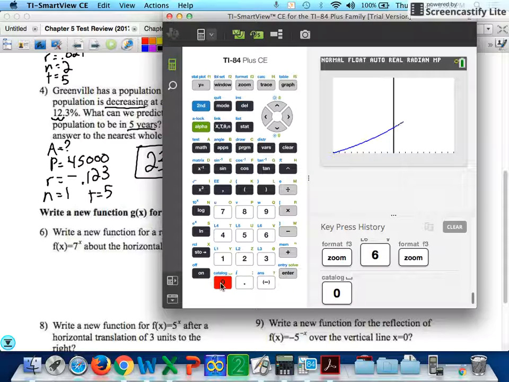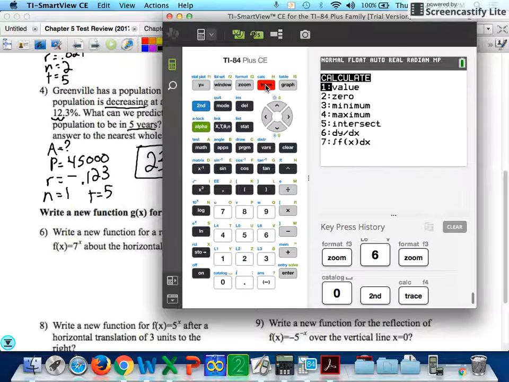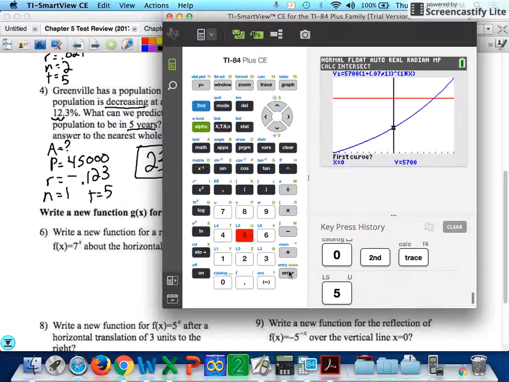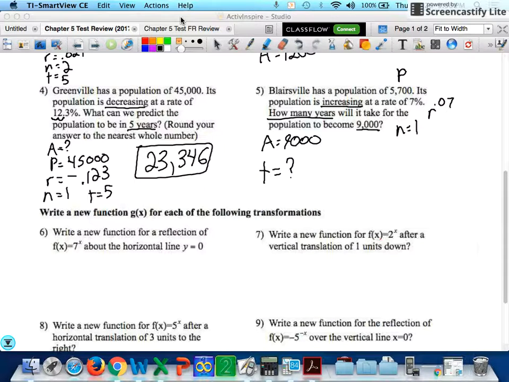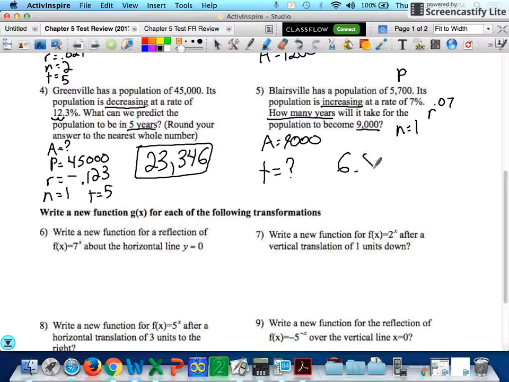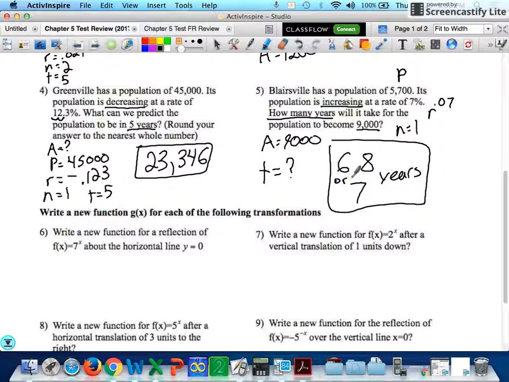Then it's going to try to fit both those lines on the graph. Oh, and this time it did. We can already see our intersection. So second trace, or that calculate right there, number 5, enter, enter, enter. That tells us that in about 6.8, or 7 years, we're going to have that population we want. This is 6.8 or maybe 7 years, depending on how the multiple choice is worded, or how the choices are worded.